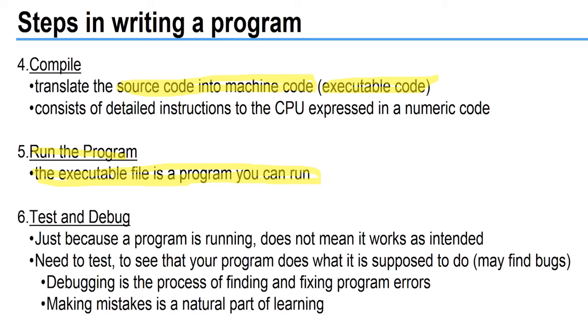And next, test and debug. Just because a program is running does not mean it works as intended. That means if your program is running, it does not mean it's working fine. You should find the bugs inside. This is a main process. Debugging is the process of finding and fixing program errors. Making mistakes is a natural part of learning.